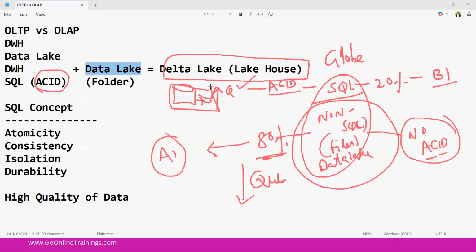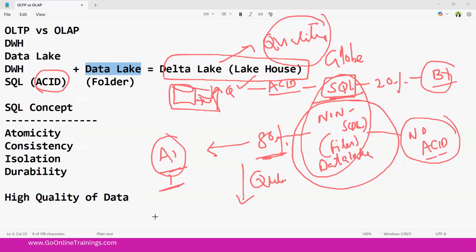Because of that, what is the purpose of this? I simply wanted to increase the quality of the data. Because if you don't have quality data, AI will give you wrong predictions, right? If the data is not correct, what will happen? Either here or here, if you don't have high quality data, you need to compromise the output from here, right?